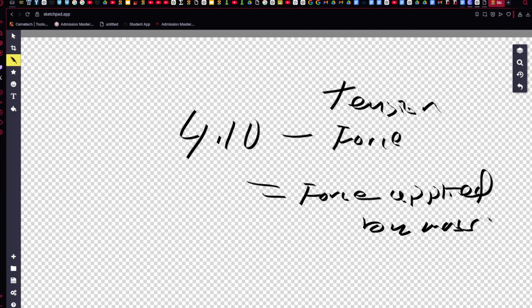And the reason why it's a massless string is quite intuitive. That means it doesn't interfere, and it's essentially just the force that is applied within free body diagrams, and you don't have to worry about the rope at all, just the force it applies.